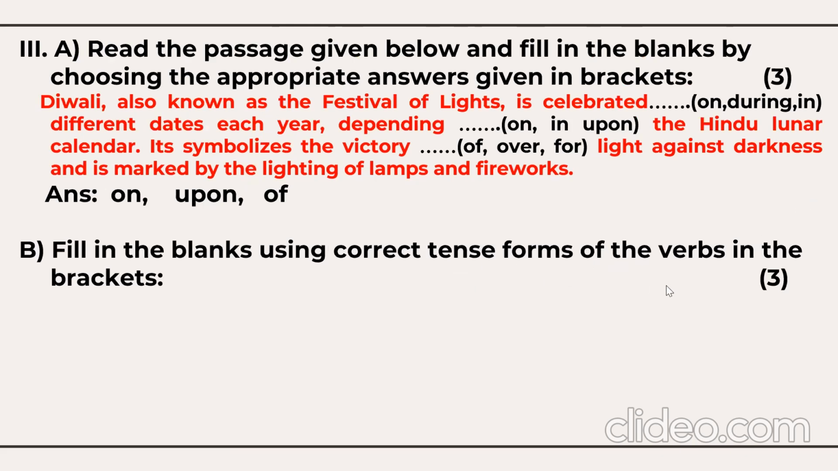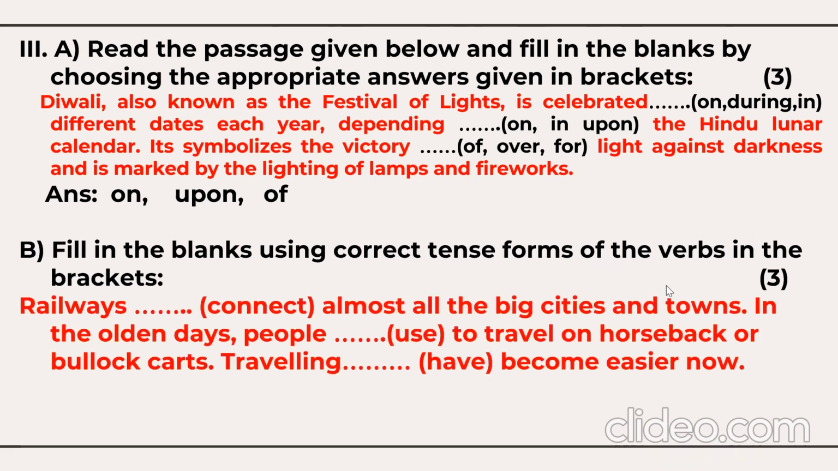Next, fill in the blanks by using the correct forms of the tenses of the verbs given in the bracket. Three questions we have here. Railways connected almost all the big cities and towns. In the olden days, railways connected. I'm sorry, I should write here railways have connected.